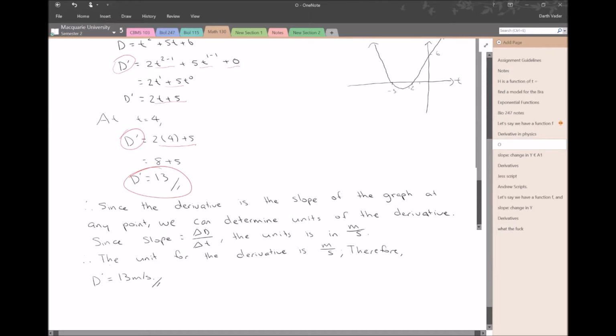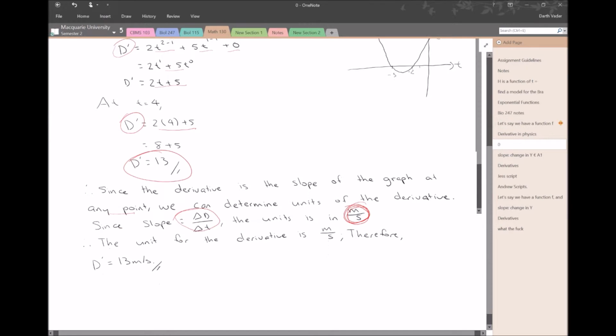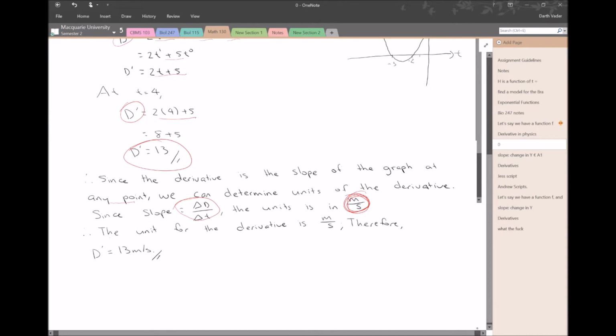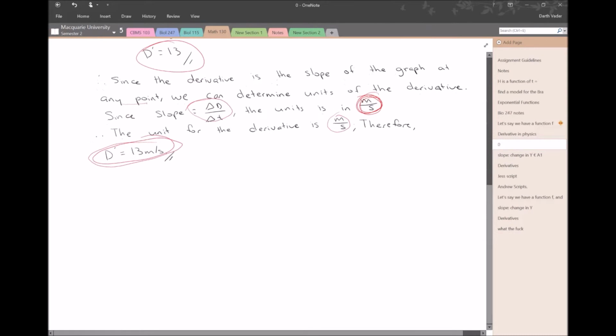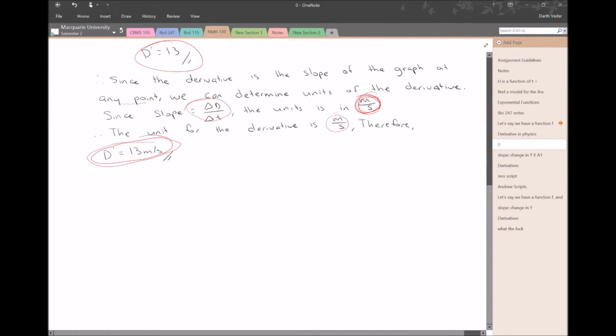To find the unit, we know that the derivative is a slope at any point. Since we know that the slope of the graph equals change in d over change in t, we can determine that its unit is meters per second. Therefore, the derivative of d at t equals 4 is 13 meters per second. Looking at this result, we can determine that the derivative of a d-t graph is the velocity of an object.